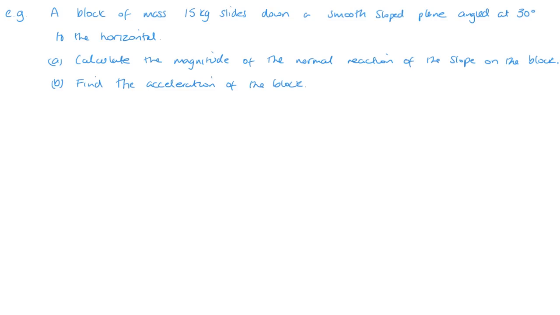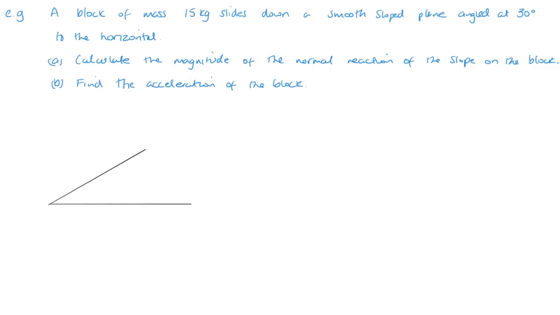So here we've got a block of mass 15 kilograms that slides down a smooth sloped plane at angle 30 degrees to the horizontal. Now, before I go ahead and start working these out, if I haven't got a diagram, I need to draw a diagram, because I need to put on that diagram everything that's happening. So there's my diagram. Actually, I'm just going to move this down a little bit.